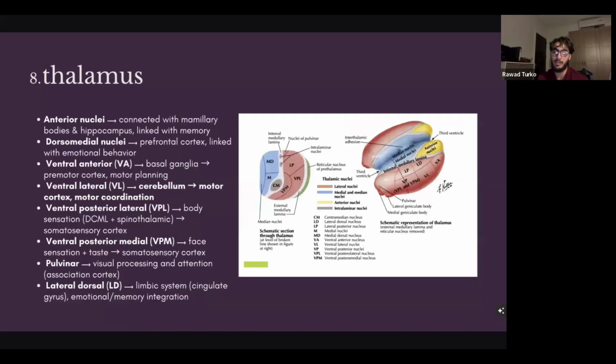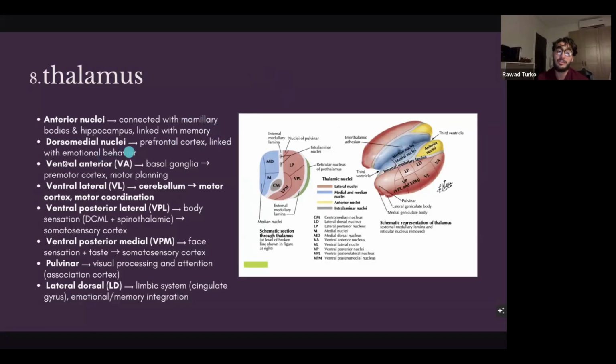Okay, starting with the anterior nuclei. This is connected with the mammillary bodies and the hippocampus, and it's linked with memory. That's all I want you to know. Linked with memory, it's associated with the mammillary bodies and the hippocampus, and these are part of your limbic system too. Okay, dorsomedial nucleus, it's connected to the prefrontal cortex and it's linked with emotional behavior.